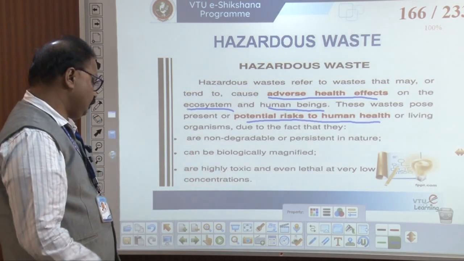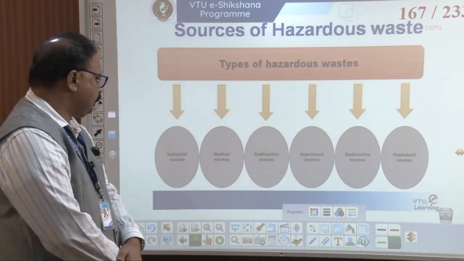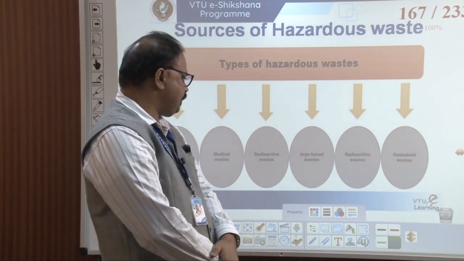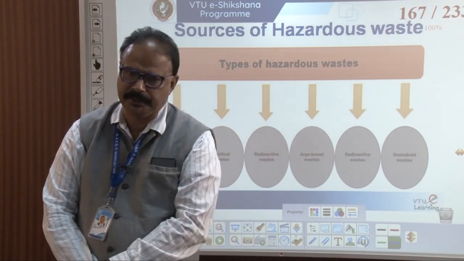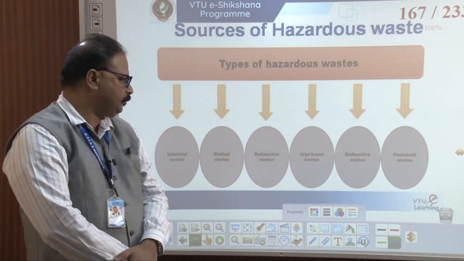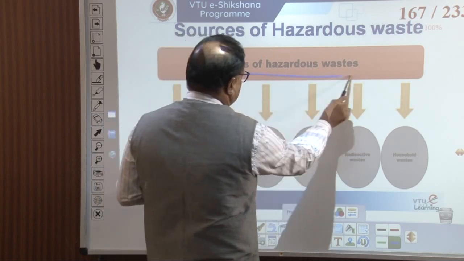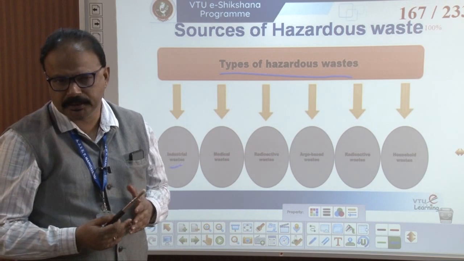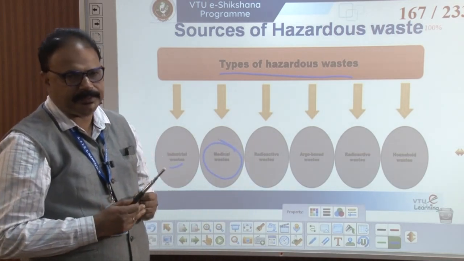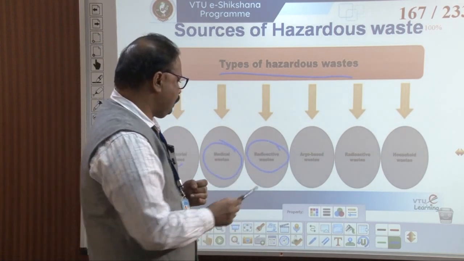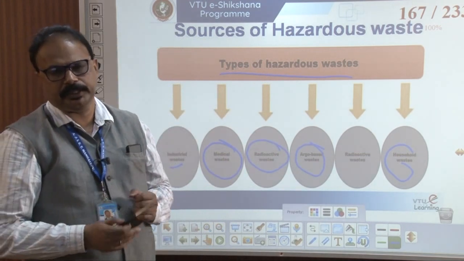We have to take a lot of care for this hazardous waste. See, types of hazardous waste: industrial hazardous waste, medical hazardous waste, radioactive waste, agro-based or agriculture-based waste, and household waste. Hazardous waste comes from industry, from medical waste, such as X-rays and so many other things, radioactive waste, agriculture-based waste, and household waste. These are the different types of hazardous waste.